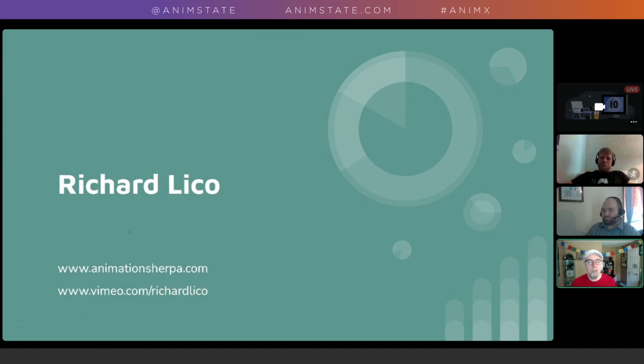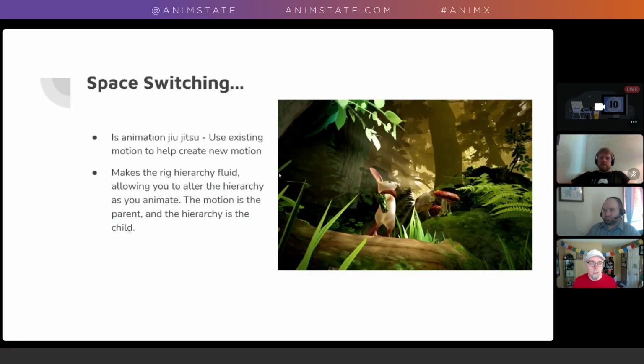Most of my time animating in this industry has been using a space switching workflow. I call it space switching, even though that's a terrible name. I know you probably also space switch in your workflow, but what I'm talking about is something a little different because it doesn't include a bunch of custom attributes and a heavy rig to do it. So what do I mean by space switching? In my world, space switching is essentially animation jujitsu, where you use the existing motion to help you make new motion.